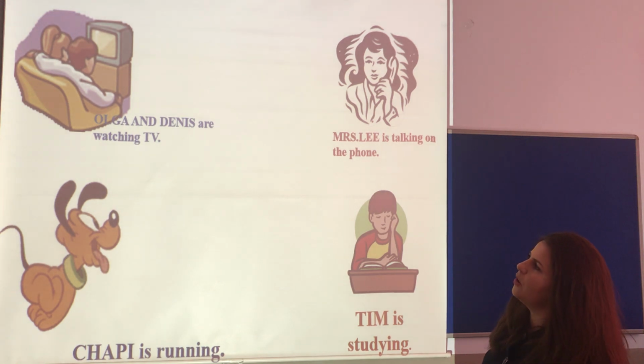Olga and Dennis are watching TV. So as the picture tells, they are in front of the TV and they are watching it. Mrs. Lee is talking on the phone. So the picture talks for itself. She's on the phone. The dog, or as we call it, Choppy, is running. So we see that the dog is running. And the last one, Tim, is studying. So we see a boy that is concentrated in the picture and is studying.